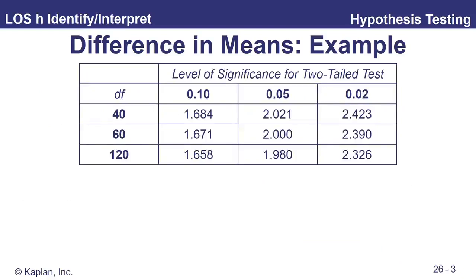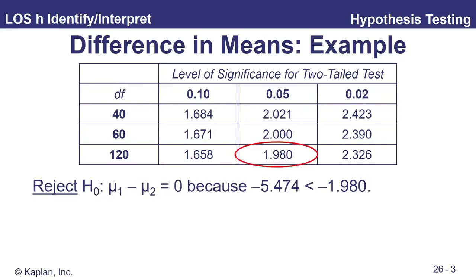Okay, so we need to look up the significance for our two-tailed test. Well, here's an extract of our student's t-distribution. We've got 120 degrees of freedom, 5% significance, so 95% confidence. So we would look up the value 1.98. Now, of course, it's just a matter of comparing our t-stat to our critical value.